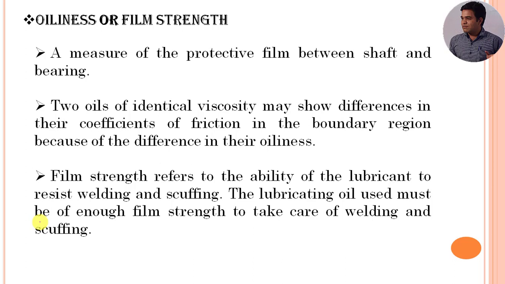Oiliness or film strength. It is the measure of the protective film between the shaft and the bearings. Two oils of identical viscosity may show differences in their coefficient of friction in the boundary region because of differences in their oiliness. Film strength refers to the ability of the lubricant to resist welding and scuffing. The lubricating oil used must have enough film strength to take care of welding and scuffing.